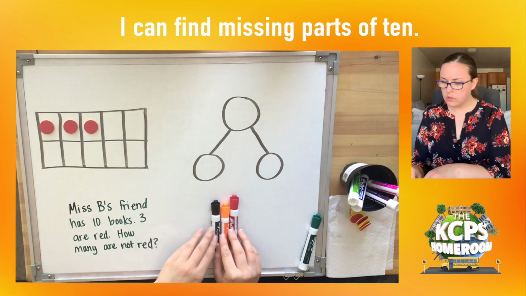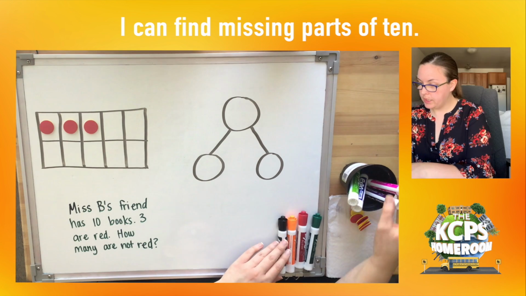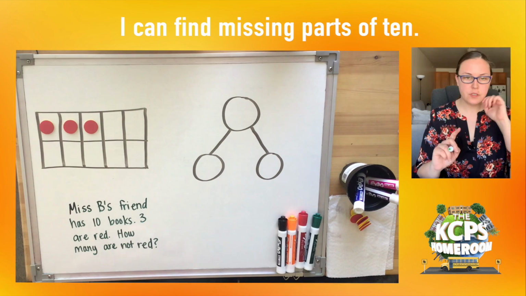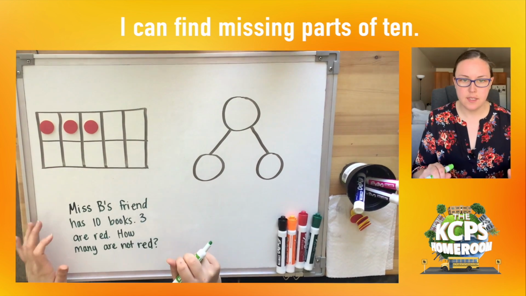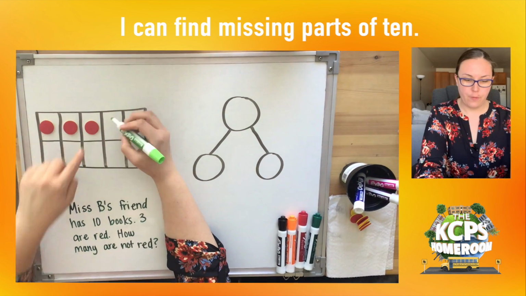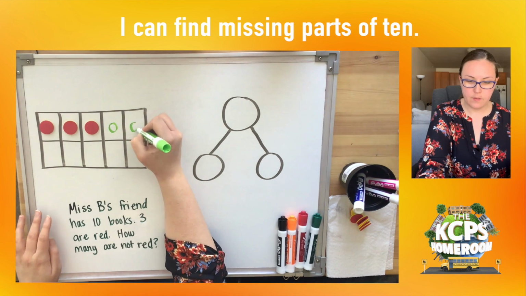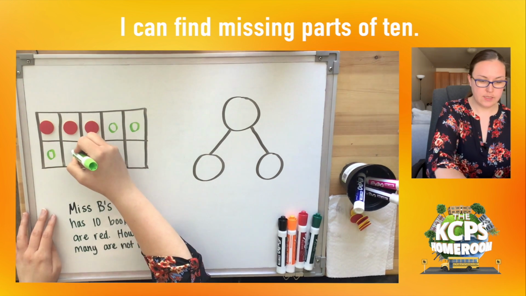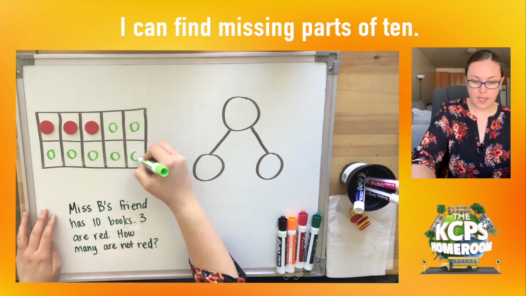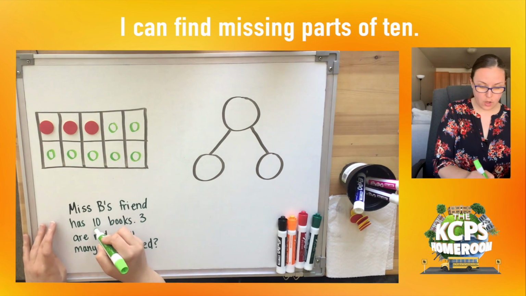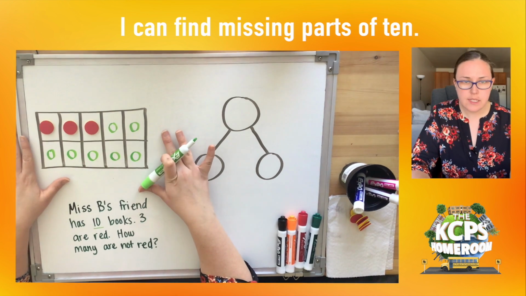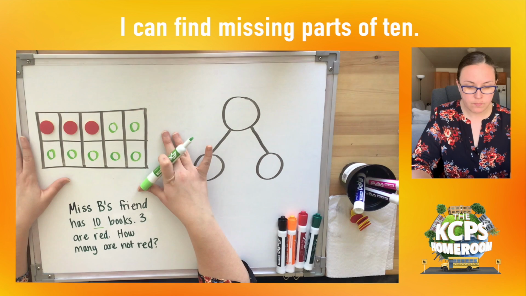Let's try it. So I'm going to pick a color other than red. Let's use this bright green one. And let's count until we get to 10 and see what happens to the 10 frame. Are you ready? So this is 1, 2, 3, 4, 5, 6, 7, 8, 9, 10. Great, stop. So we know that my friend has 10 books. We also know that if we fill the 10 frame, we can model the number 10.